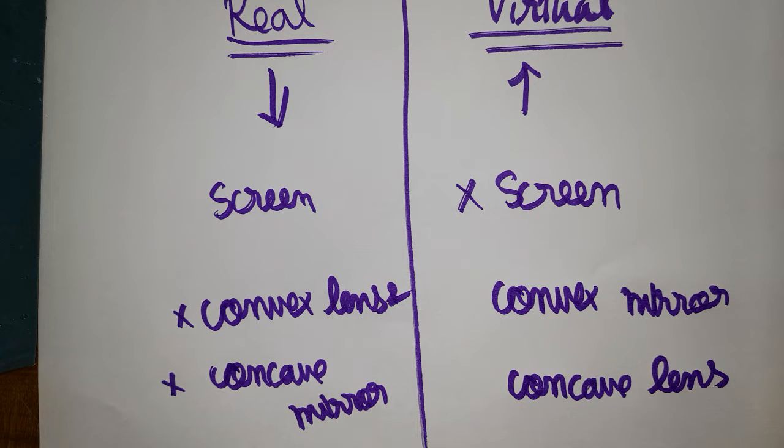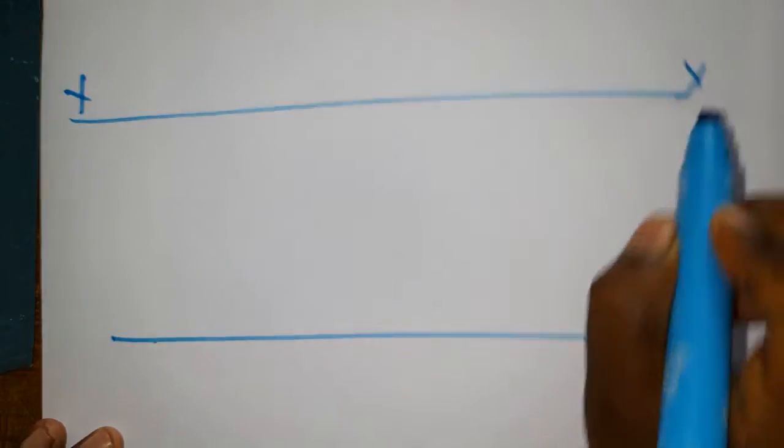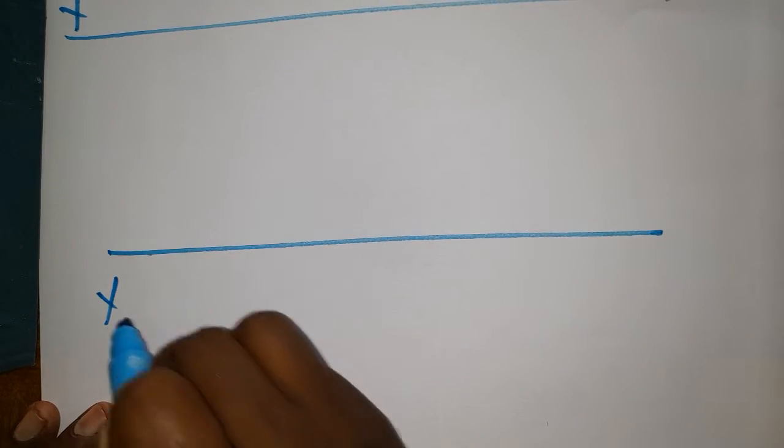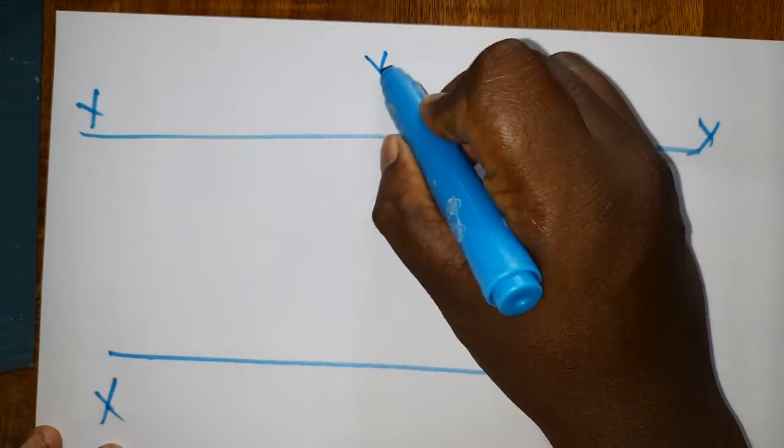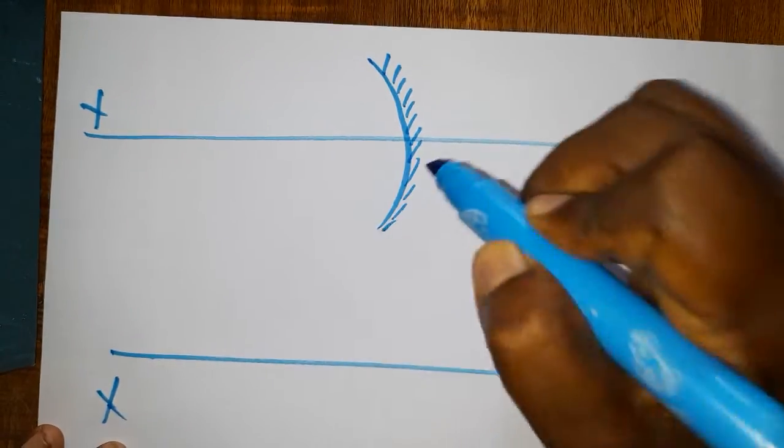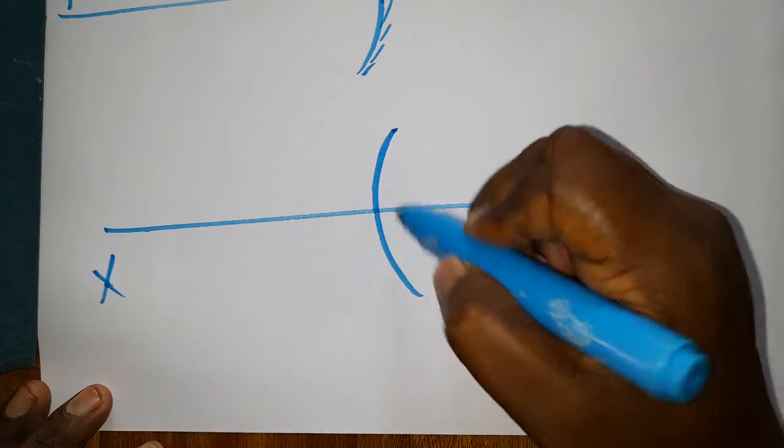Next, I'm going to teach you what a convex lens and a concave lens are, and some basic terms. XY is called the principal axis. Here also XY is the principal axis. Here I kept a concave mirror, and here a convex mirror.